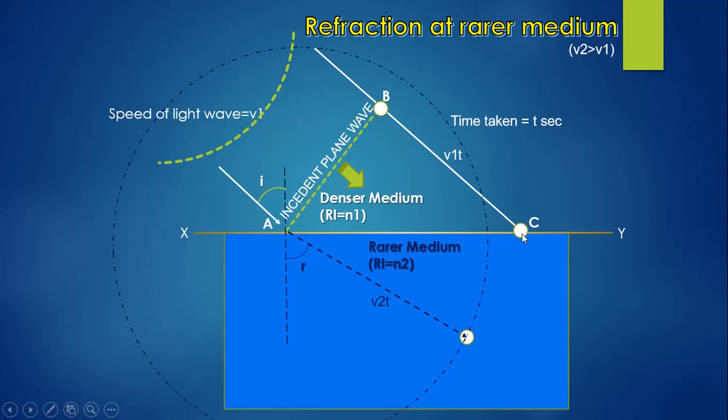Now from the point C, draw the tangent so that it touches the sphere at point E. Now this CE will be called the refracted plane wave, and this is the direction of the refracted plane wave. This is the direction of the incident plane wave. Both are different here. So now with this complete diagram, we are going to explain critical angle and total internal reflection using Huygens principle.